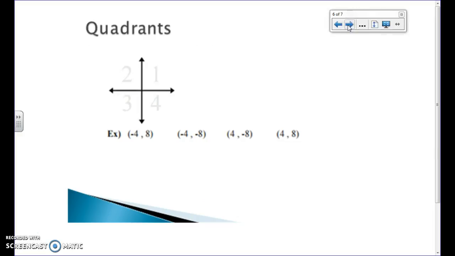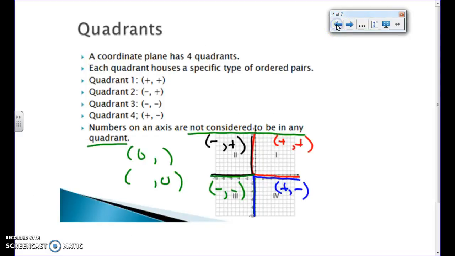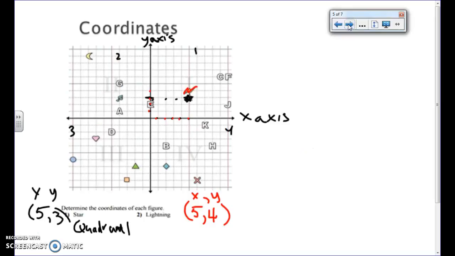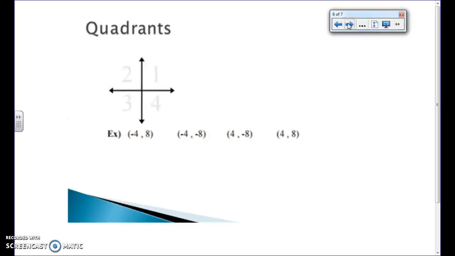Now they're just asking me what quadrant each of these points is in. So I can visualize and estimate, or I can use my reference here on my notes, depending on the values of the x and y numbers. So let's take a look here. Negative 4, 8. If I were to look at the x-axis first and move to the negative 4 position, I would be right here-ish. And if I were to move positive 8 in the y direction, I would be up here. So where those would intersect would be somewhere in quadrant 2.